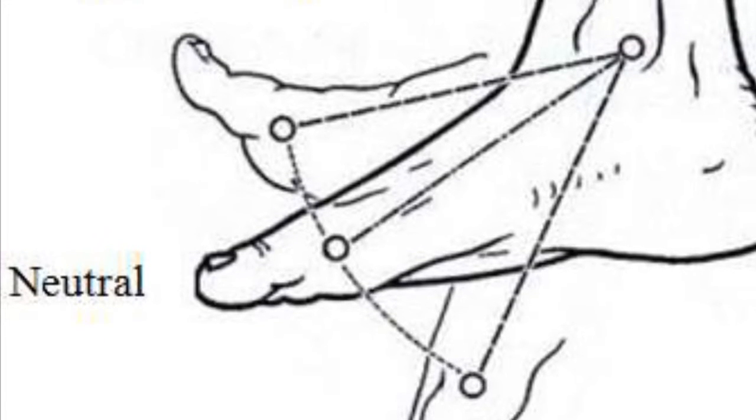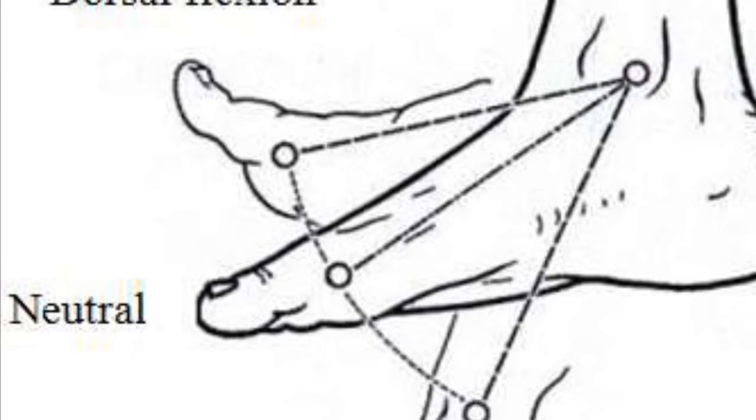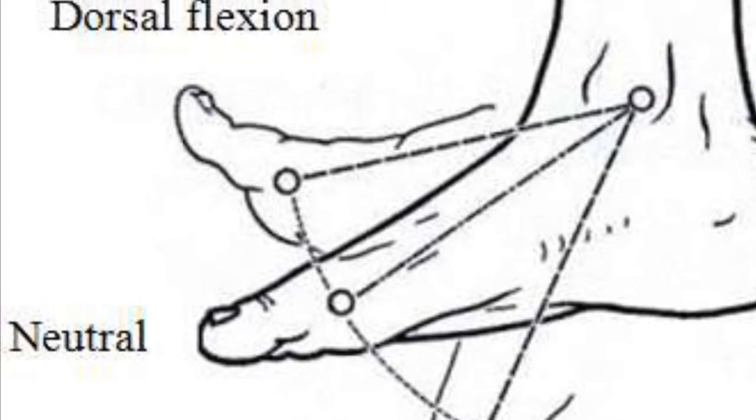Dorsiflexion is the movement of the ankle joint. It is lifting the front of the foot so that the foot moves towards the anterior leg. An example of this is standing on your heels. Another example is while your legs are suspended, pointing your toes upwards.